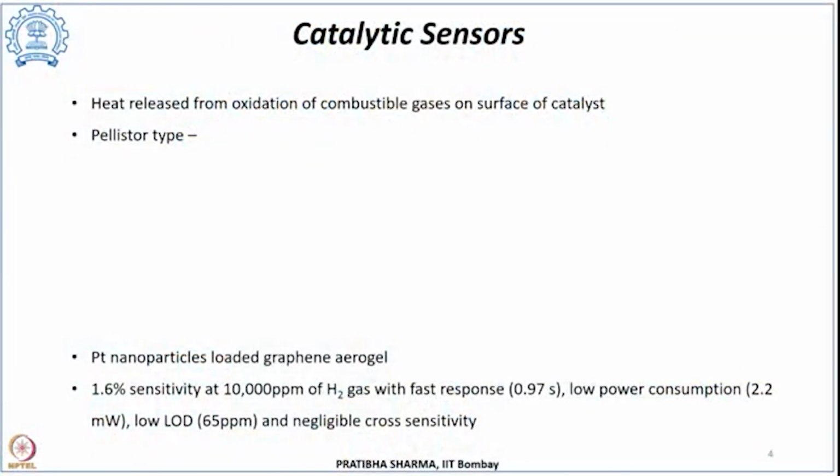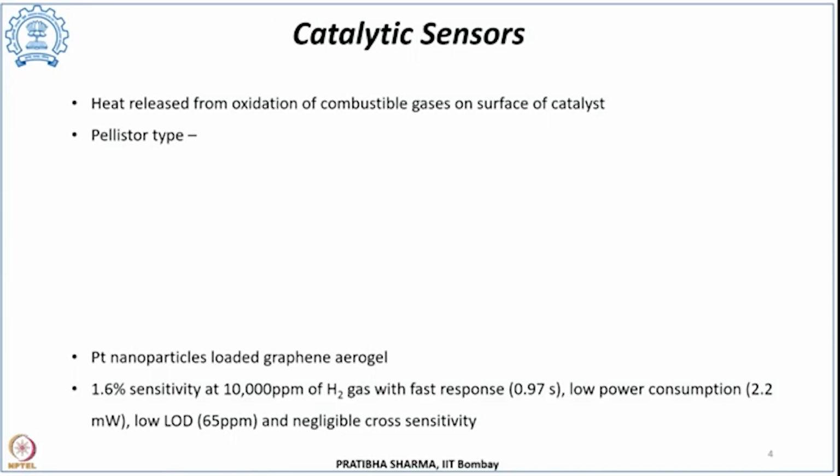Now another type of sensors are catalytic sensors. These catalytic sensors are based on the principle that when heat is released because of oxidation of certain combustible gases on the surface of a catalyst, that will change the properties, and that change in property can be used to measure the hydrogen gas concentration.